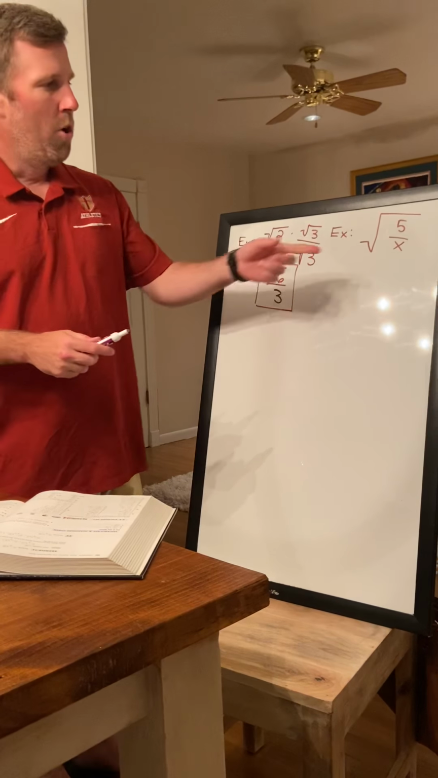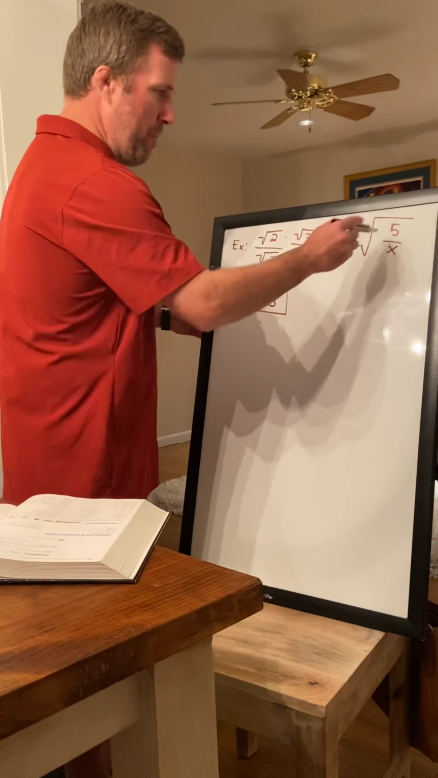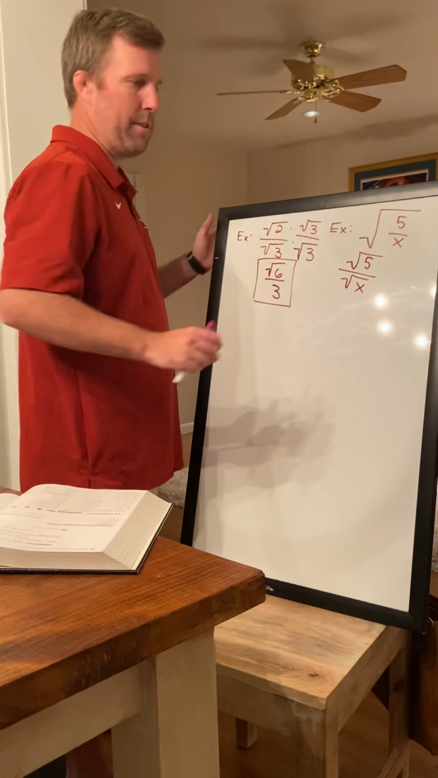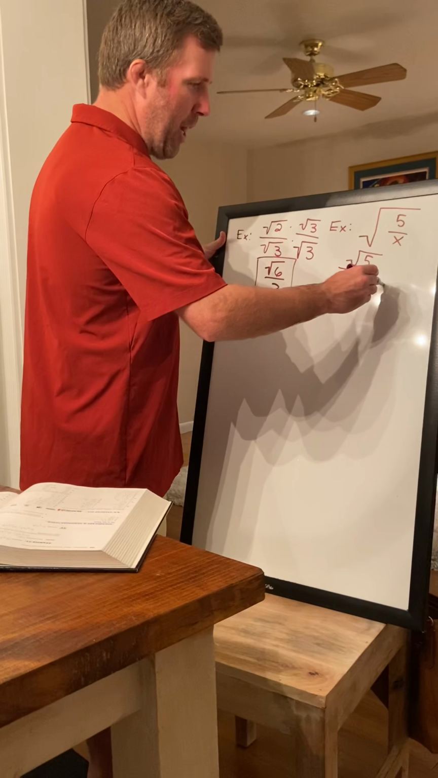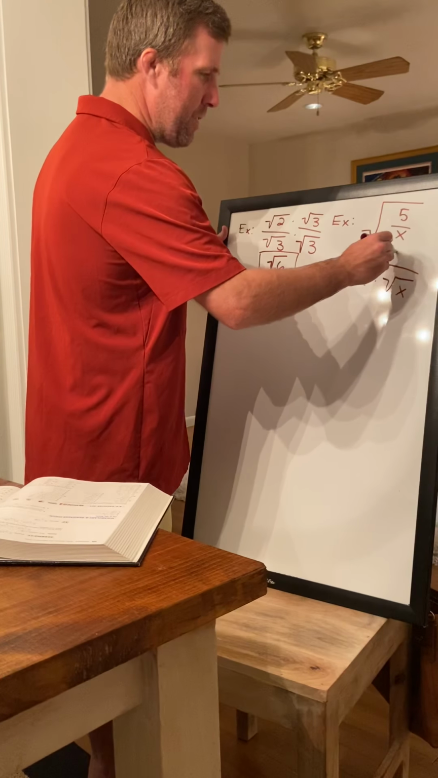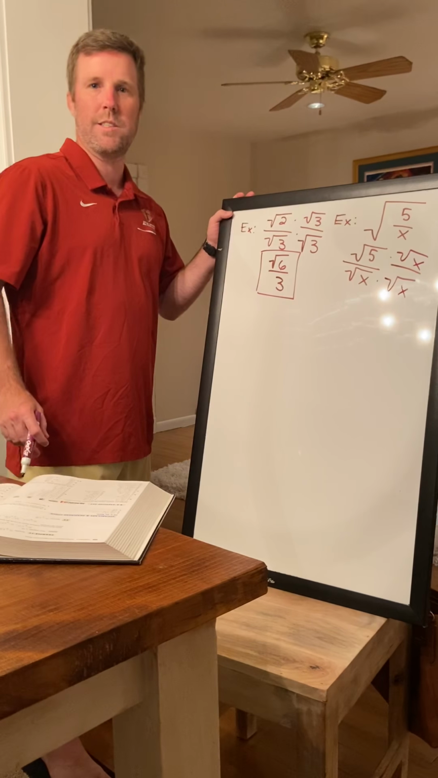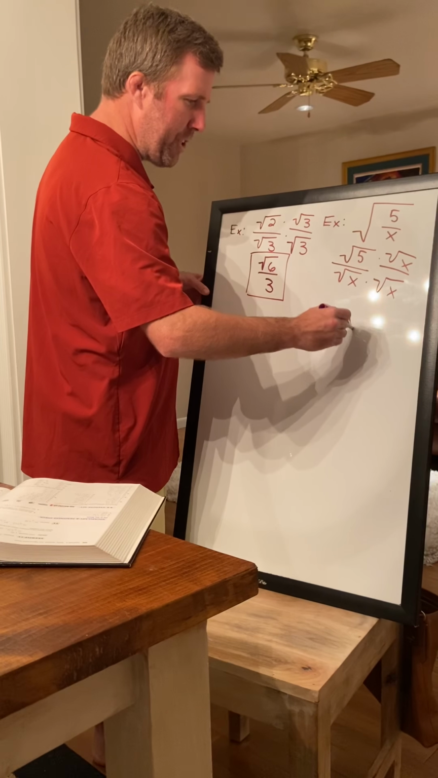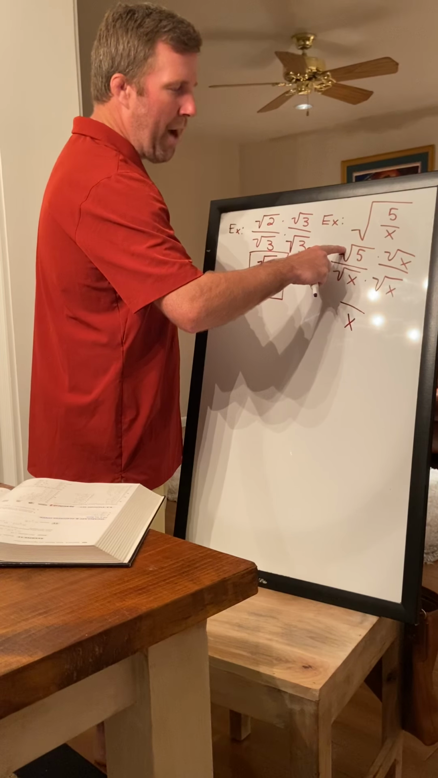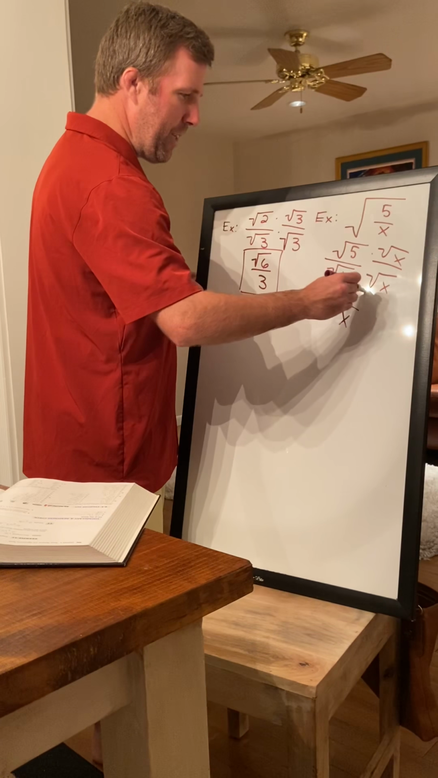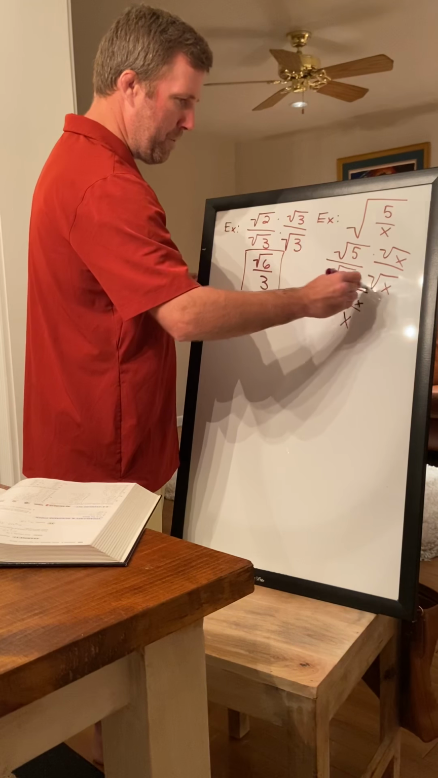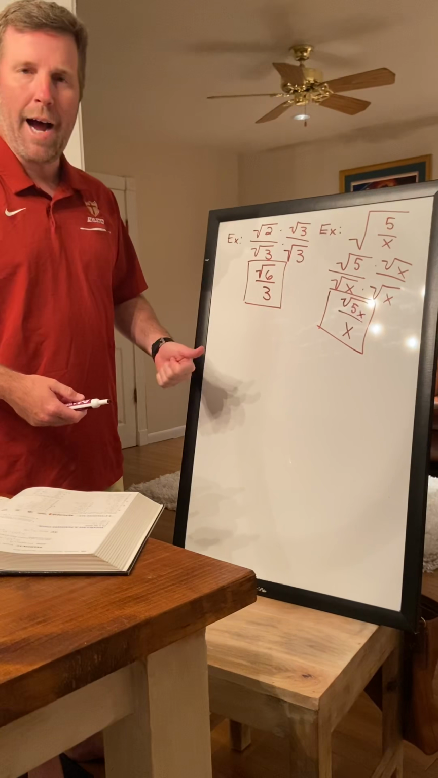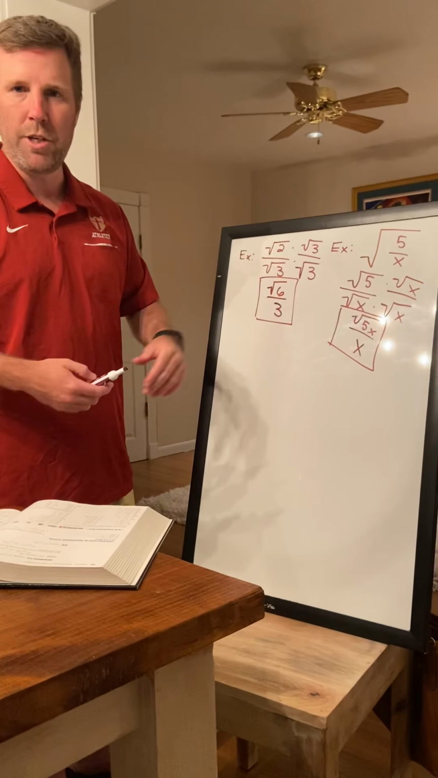Let's look at this second one. We can use our quotient rule here to make this the square root of 5 divided by the square root of x. And now we're going to multiply the denominator by the square root of x, and we're going to multiply the numerator by the square root of x, okay? The square root of x times the square root of x is just x. And the square root of 5 times the square root of x is the square root of 5x. So that's just a couple simple examples to get us started. Multiplying by whatever your denominator is, what's underneath the radical.